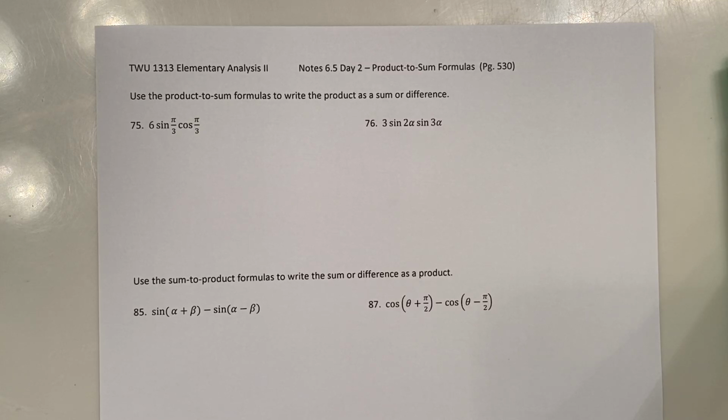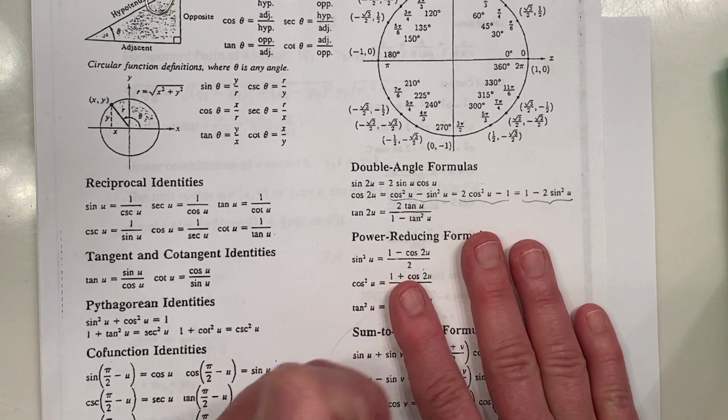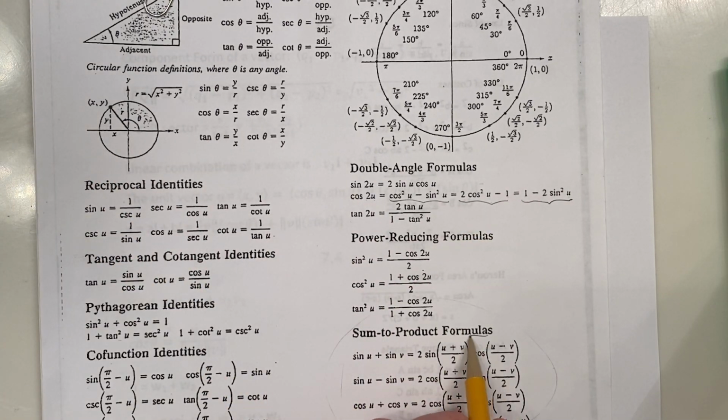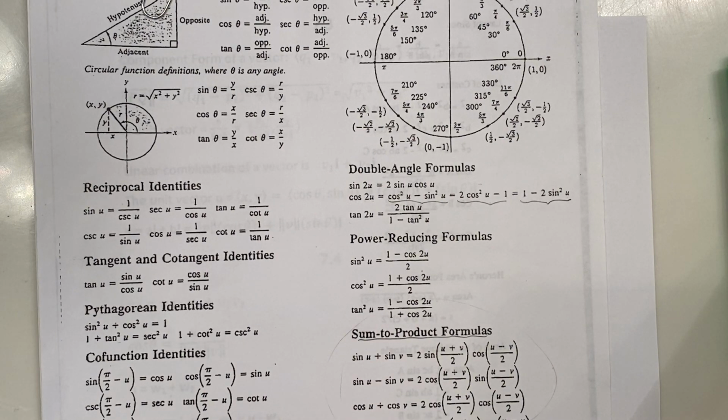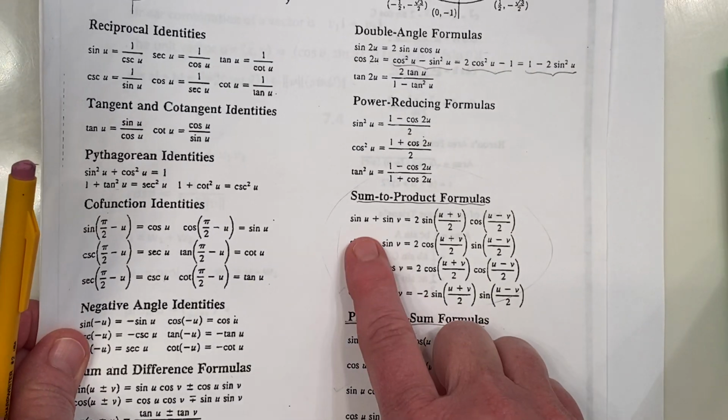In this lesson, we're going to be using product to sum formulas or sum to product formulas. On your formula sheets, bottom right-hand side of the first page, you'll see sum to product, and you'll see product to sum, depending upon what we're asked to use. Bottom right-hand side, those two sets.